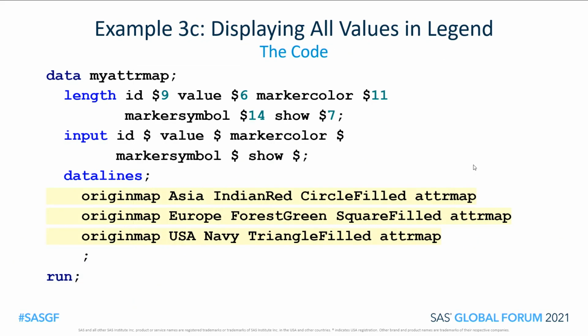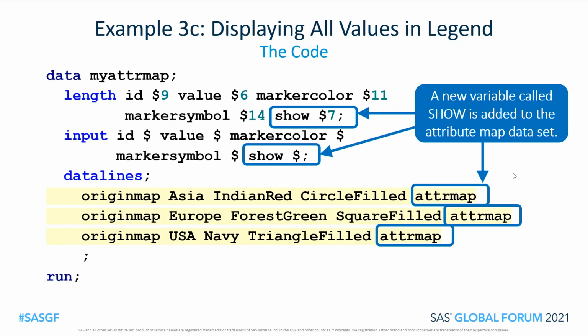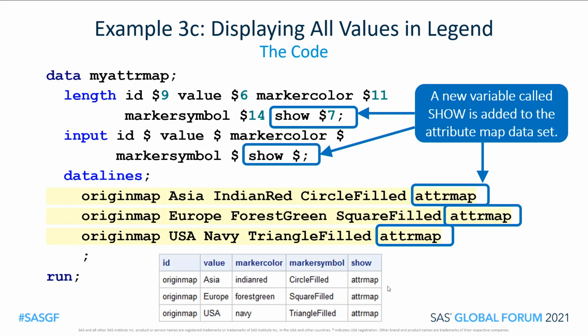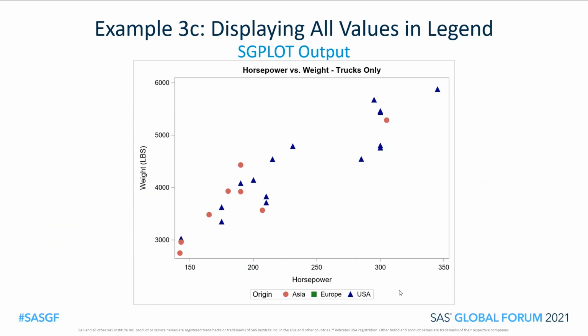It turns out we can do that, but we need to modify our attribute map by adding one more variable. There's a variable called show. I've added it to my length statement and my input statement. And I've added a value to the end of each record in my data lines, and the value is attrmap. The valid values here are attrmap or data. Data means just show the legend entries that are in the data. Attrmap means show everything that's in the attribute map, whether or not it's in the data. Here's our new attribute map data set that comes out of this data step, and here is the resulting plot. You'll notice that we have Europe in the legend now.